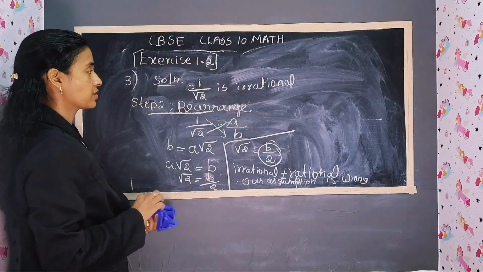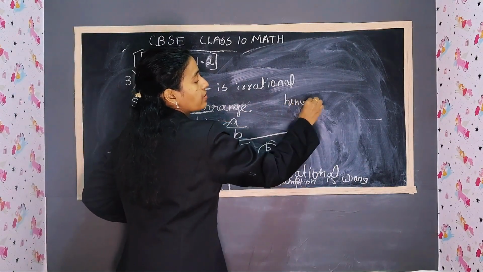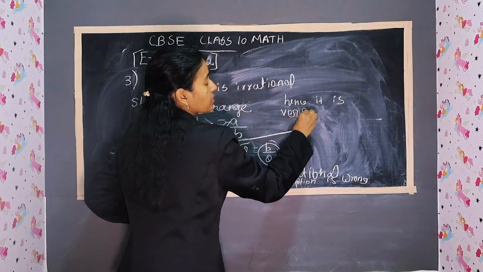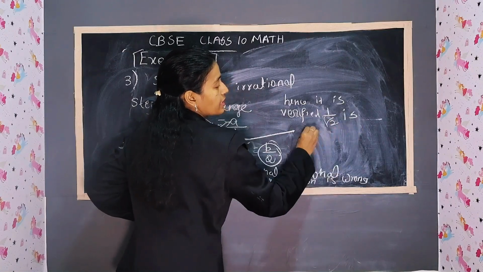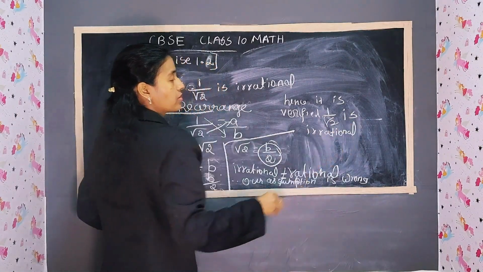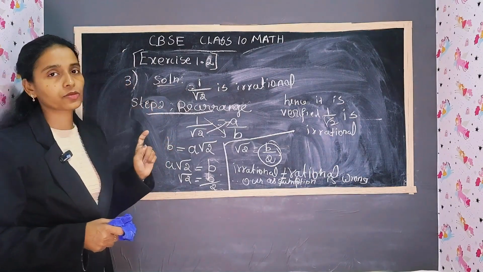So how can we write the answer? Hence it is verified. 1 by root 2 is irrational. This is the answer of the first sub-question in the third problem.